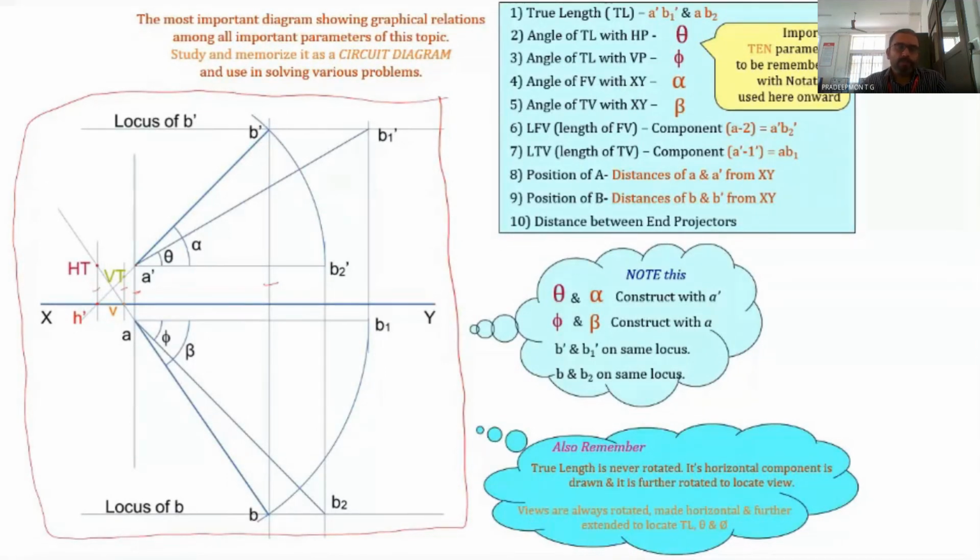So this is the figure that you should remember, and why and how this particular locus of B dash is parallel to the XY line, how it comes, we will discuss in a while.